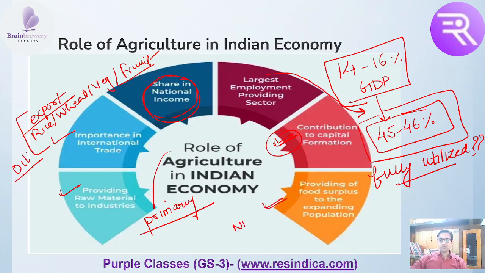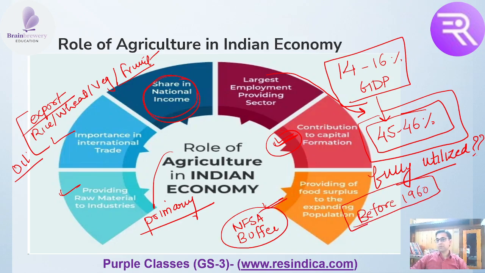Obviously we have the National Food Security Act, we have a buffer stock that we are maintaining, because before the 1960s we were not having proper food to provide to our own people of the country. But after the green revolution started, obviously it started in certain parts of the country, it provided a buffer stock, it provided the ample food requirement to the country, and now we are the exporting country, not the importing country.